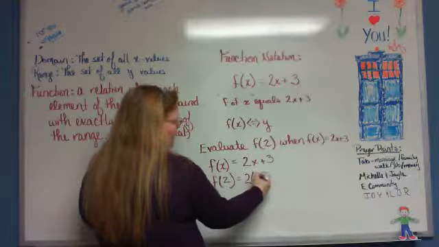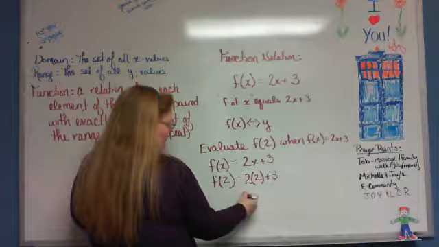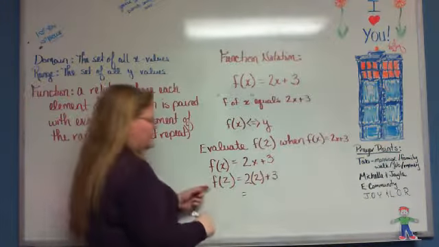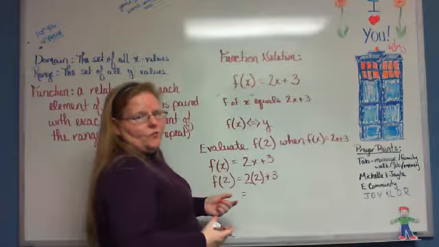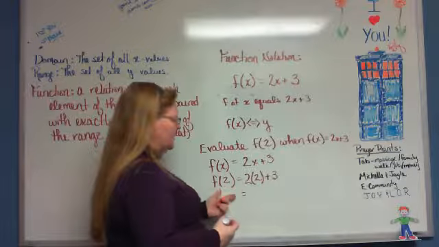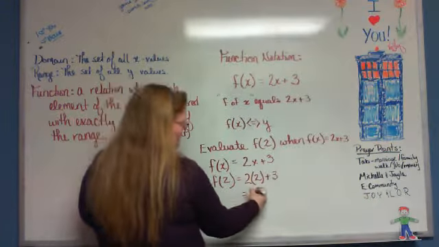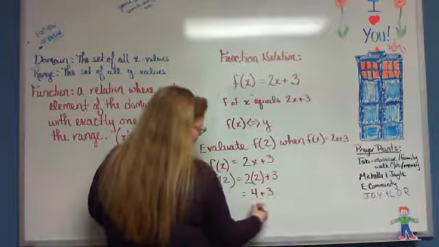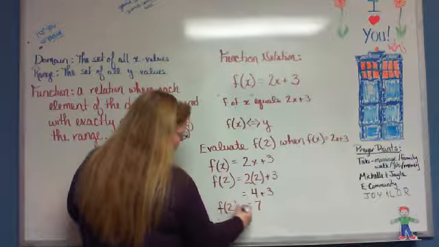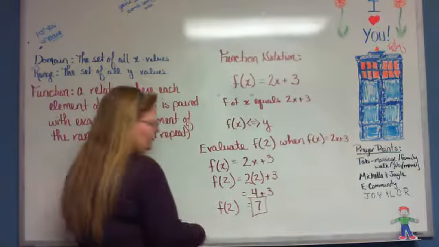So that becomes 2 times 2 plus 3. So that means that f of 2, it's not that I'm multiplying these, because remember this is just another way of saying y. So I'm not going to multiply these or do anything on this side, I'm just going to work on this side. So 2 times 2 is 4 plus 3 gives me 7. So that means that f of 2, which is what I was looking for, is equal to 7. So 7 is my answer.